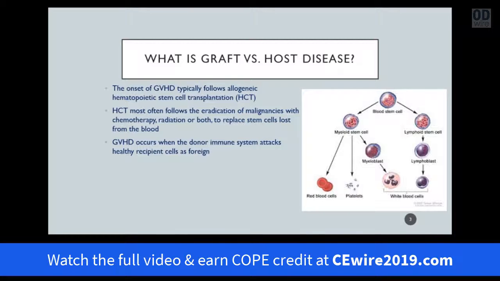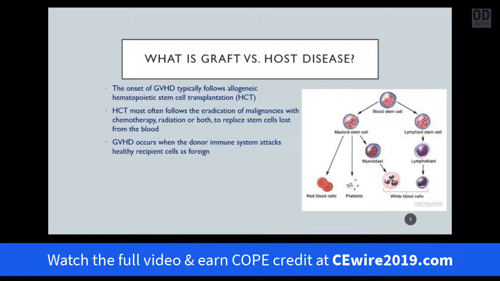In allogeneic hematopoietic stem cell transplantation, donor stem cells are harvested from either bone marrow, peripheral blood, or placental cord blood. The donors are human leukocyte antigen matched and may be related or unrelated to the recipient.